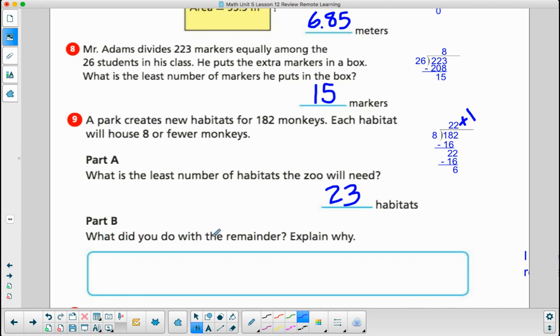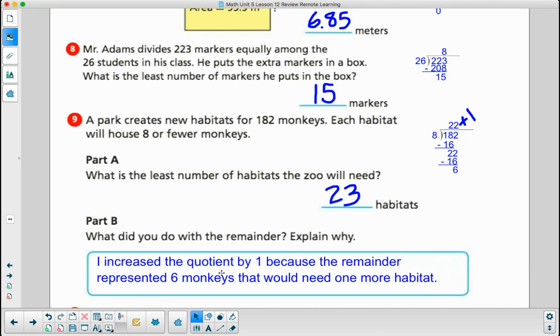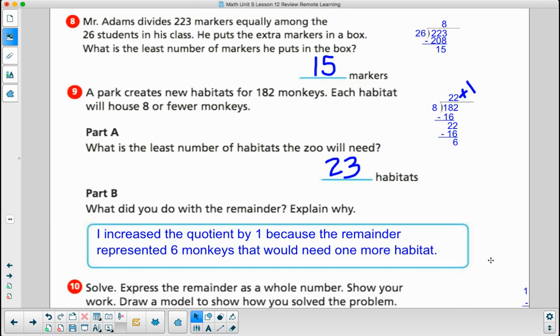Now, what did you do with the remainder? Explain why. Well, like I said, the remainder told me to add 1 more to my quotient because my remainder represented 6 monkeys, and those 6 monkeys need 1 more complete habitat. So in words, here's how I would have written it. I increased the quotient by 1 because the remainder represents 6 monkeys that would need 1 more habitat.